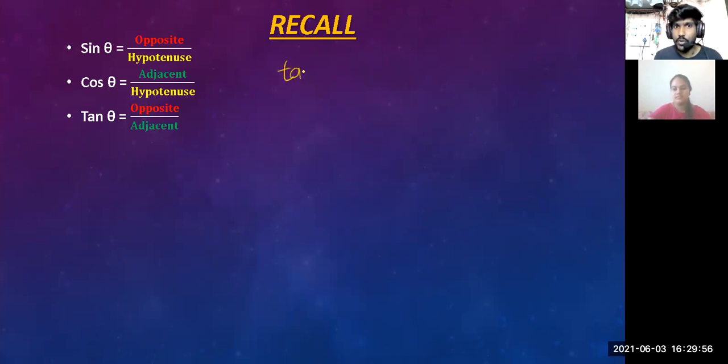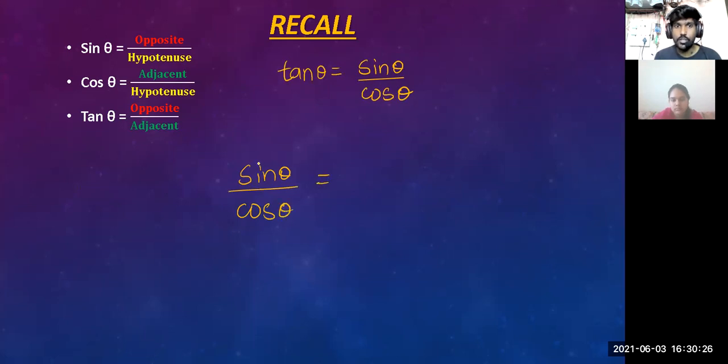Okay, so we have one more formula. Tan theta is equal to sine theta upon cos theta. Do you remember this? No, I don't remember it. Yeah, so we have one more formula that says tan theta is equal to sine theta upon cos theta. That means if you divide sine theta and cos theta, what is sine theta?